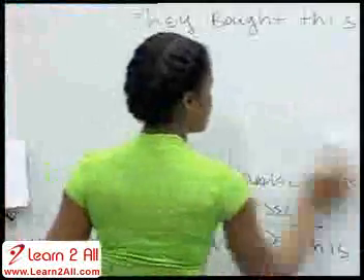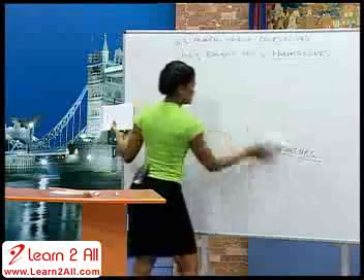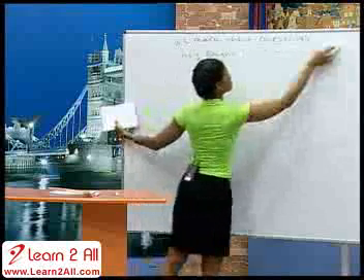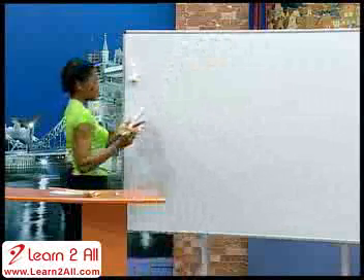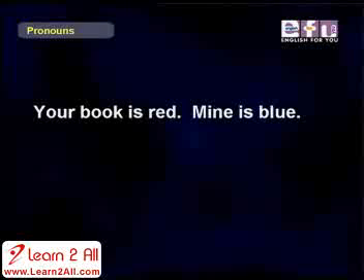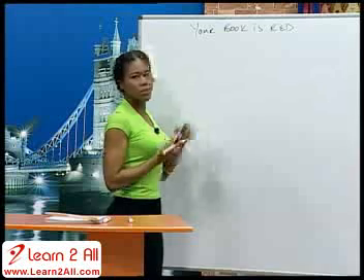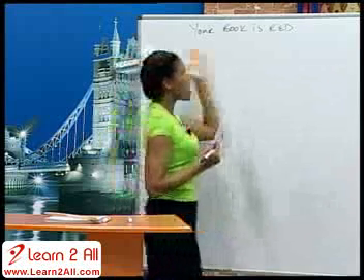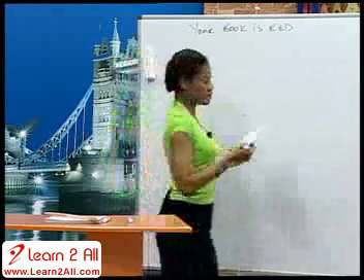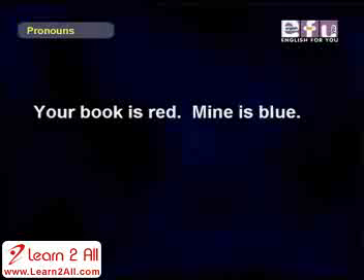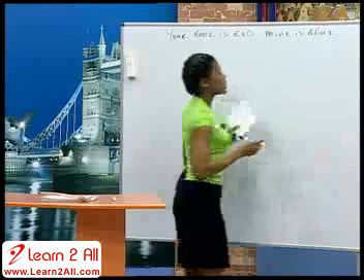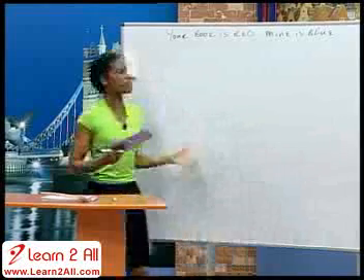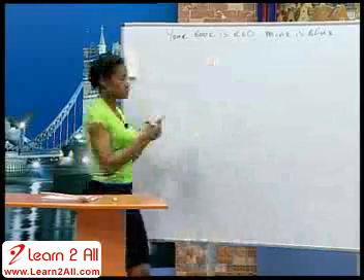These are new to you, so we need to practice them. Okay, follow these examples. Your book is red. We know now we're talking about a book. So now I can say mine is blue. Right? Meaning my book, but not necessary. We can say mine is blue.